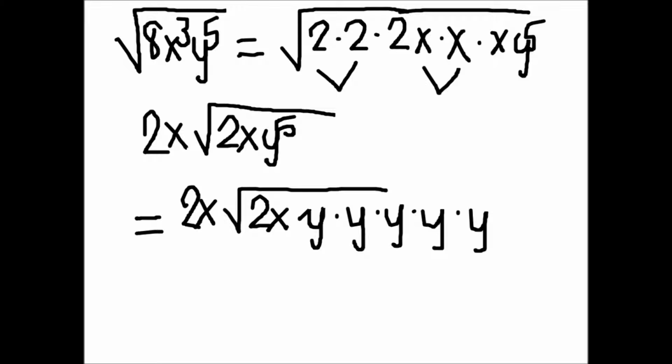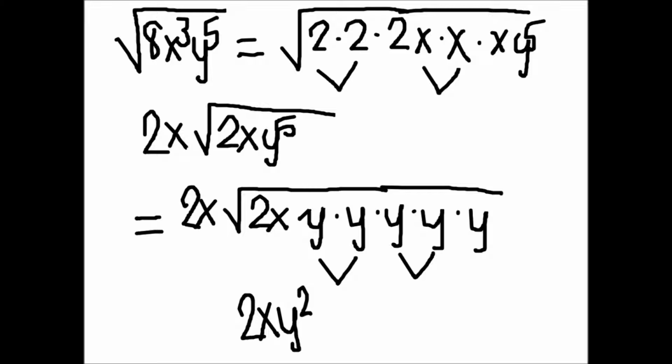So we have 5, right? So here we see a set of 2 here and a set of 2 here. So that means you can bring out 2. So we have 2x y to the second, and we're left with root 2x y. And that is our simplified answer.